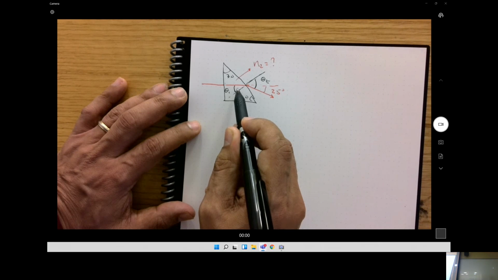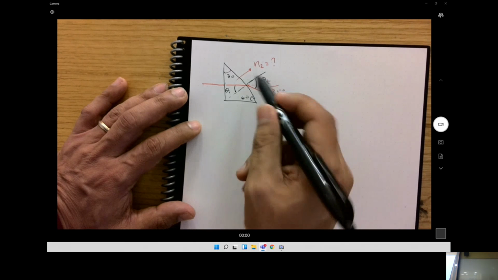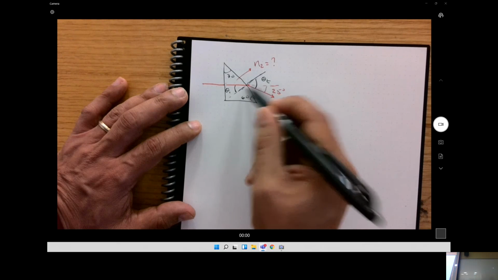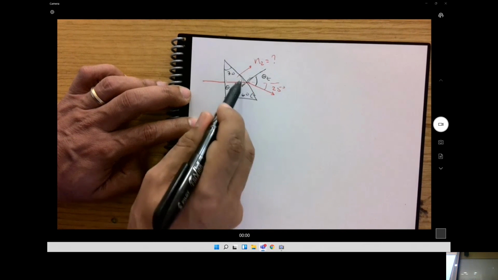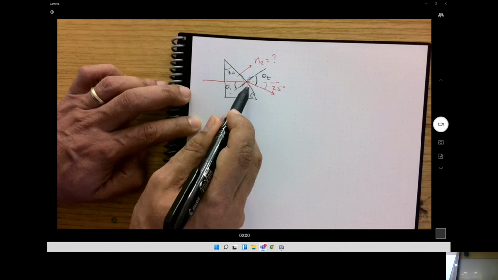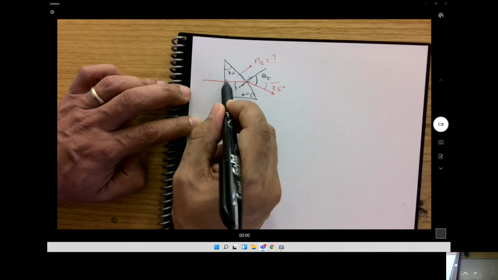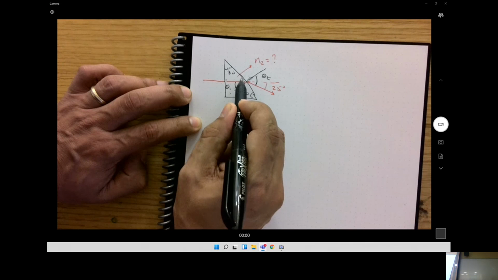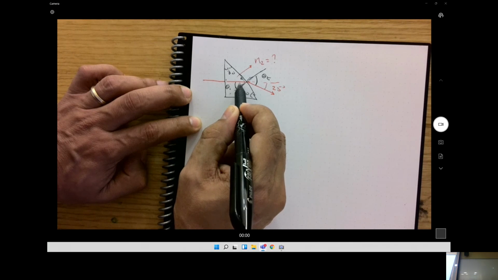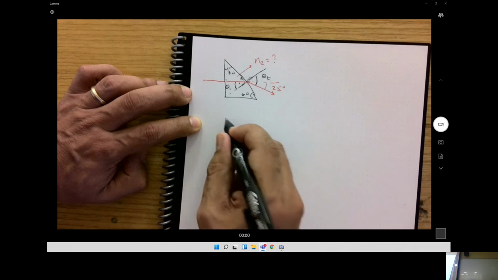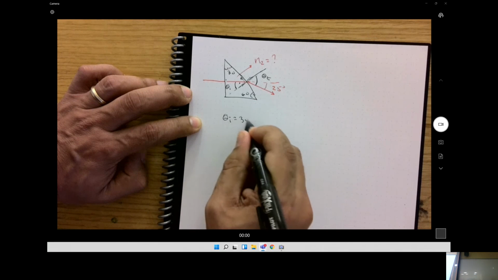Who says 60? Who says something else? So this line is normal to this line. So between this one and this one, you have 90 degrees, right? This is 90, this is 30, this has to be 60. So if this is 60, this is going to be 30. So the angle of incidence is going to be 30 degrees.